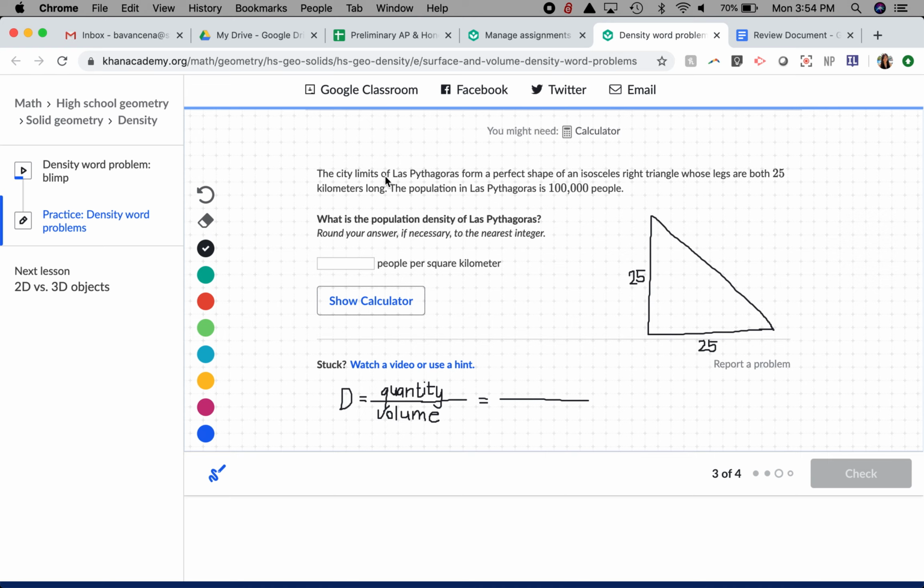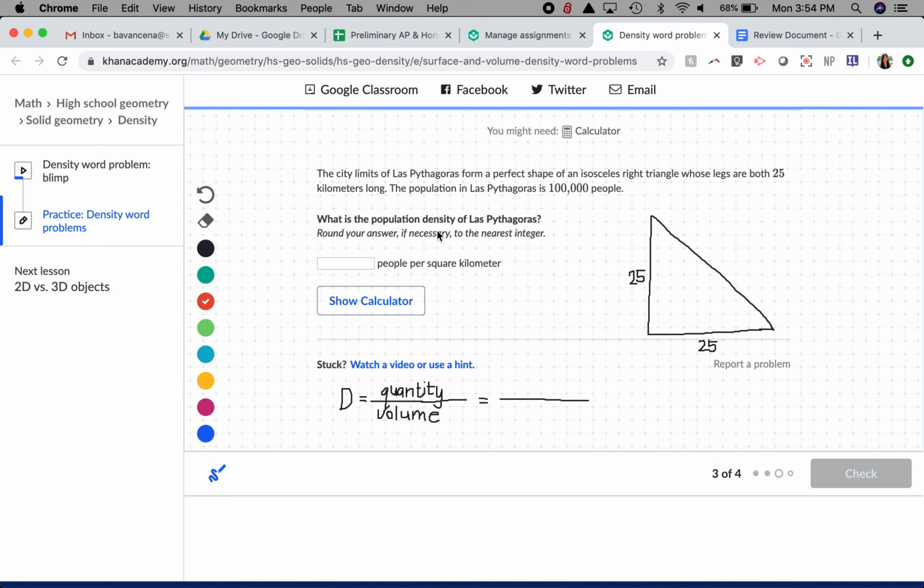The city limits of Las Pythagoras form a perfect shape of an isosceles right triangle whose legs are both 25 kilometers long. The population in Las Pythagoras is 100,000 people. What is the population density of Las Pythagoras?